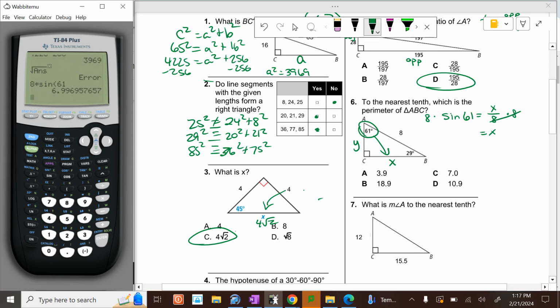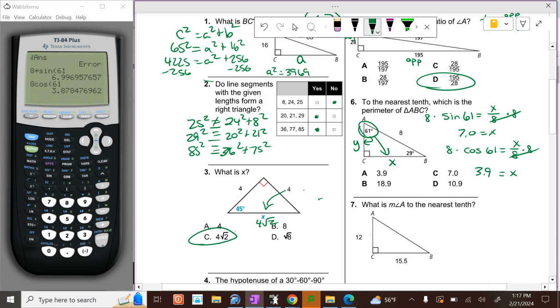is 6.9, basically 7.0. Now to figure out y is adjacent over hypotenuse. So it's the cosine of 61 equals y over 8. So if we multiply by 8, 8 cosine of 61 is 3.9. So you take 3.9 plus 7, which is 10.9, and add the 8, and you get 18.9.